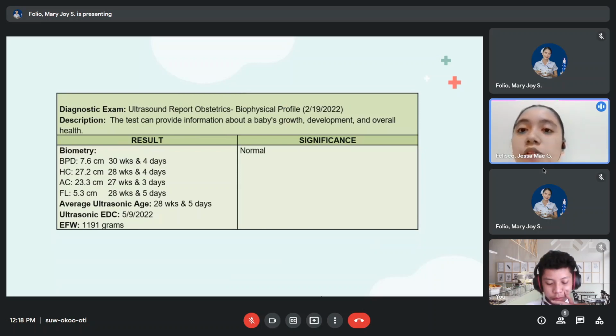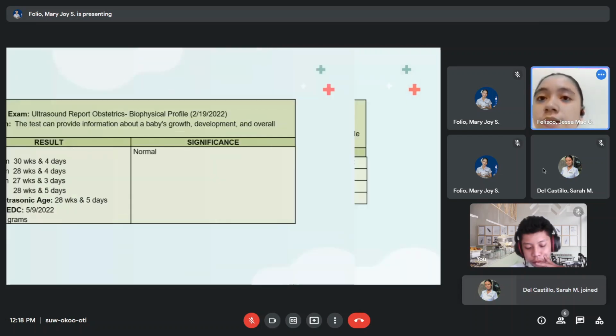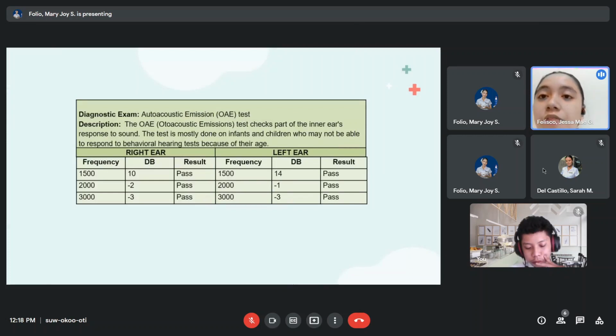As of February 19, the average ultrasonic age is 28 weeks and 5 days, the ultrasonic expected date of confinement is May 9, 2022, and the EFW is 1,191 grams. Next slide, please. Next we have the otoacoustic emission or OAE test. The OAE test checks part of the inner ear's response to sound. The test is mostly done on infants and children who may not be able to respond to behavioral hearing tests because of their age. For the right ear, the frequency is 1,500, and the dB is 10.